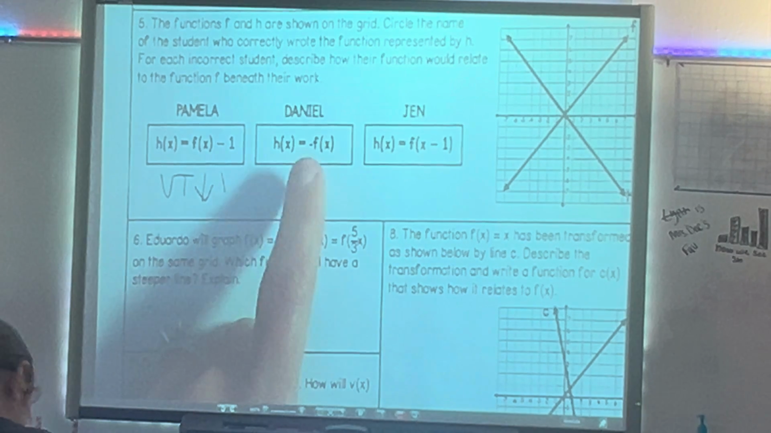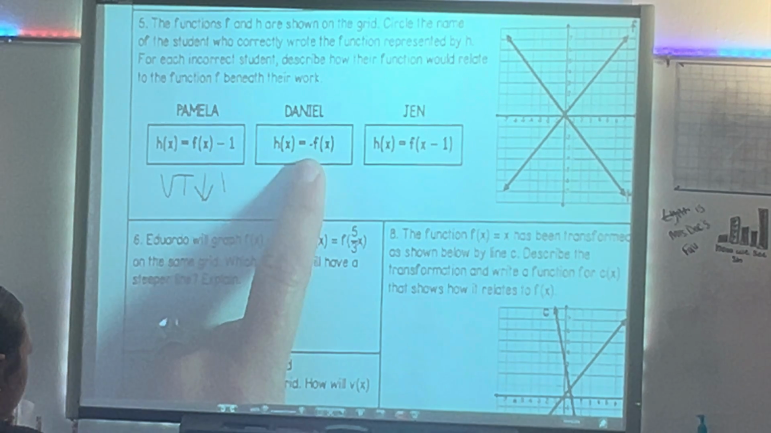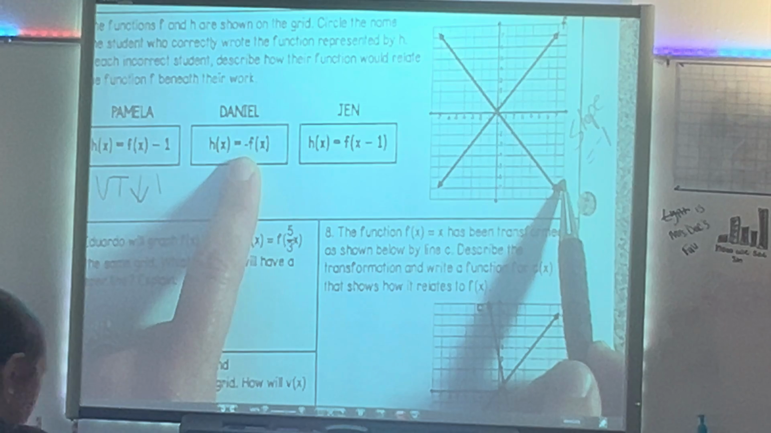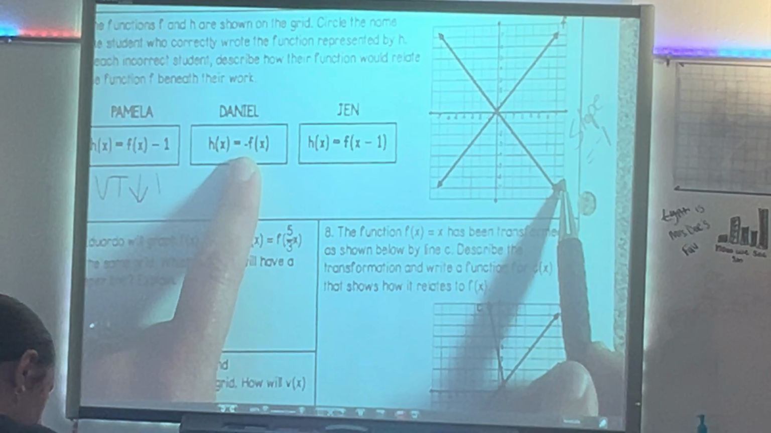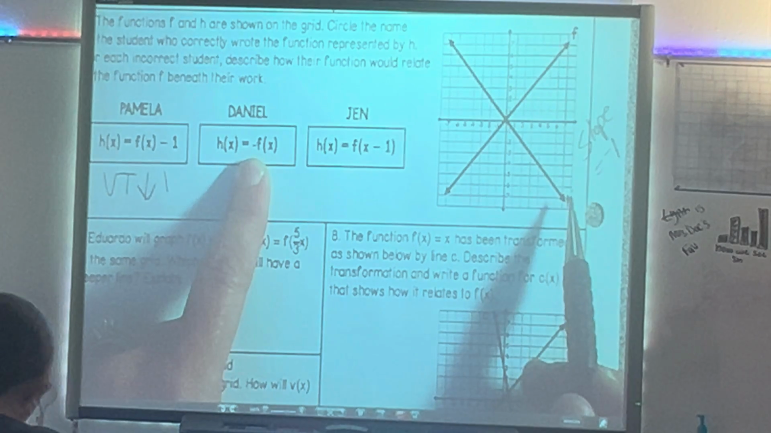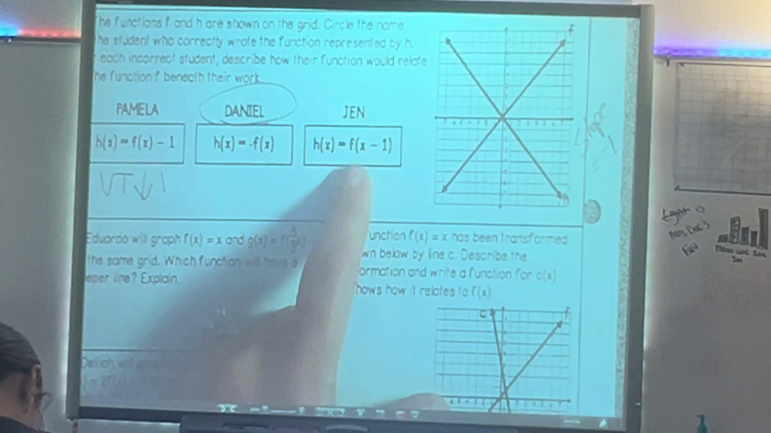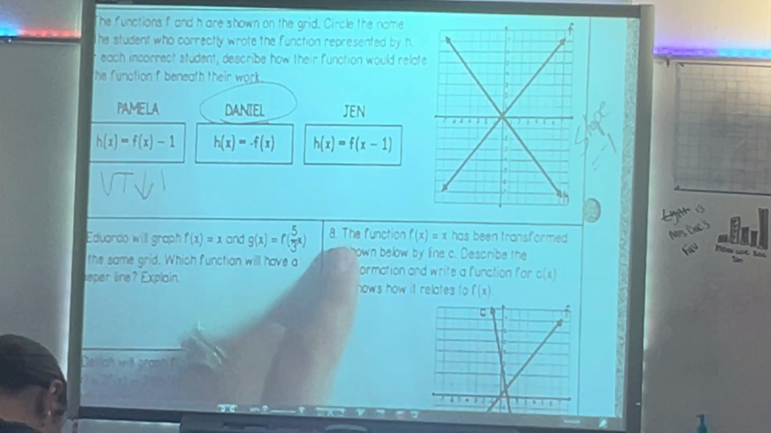Alright. What does this have? What did I do to f of x? Yeah, multiply it by what? By -1. Is that what it would take to get here? That's absolutely what it would take to get here. Like, Daniels wrote the right thing. What does hers say?